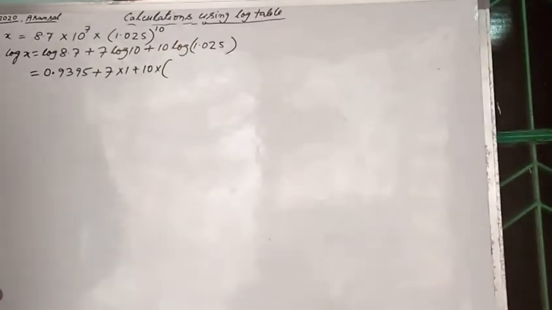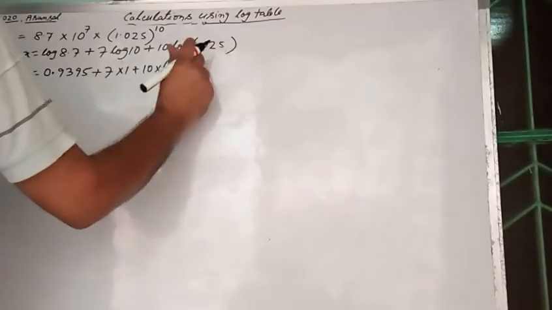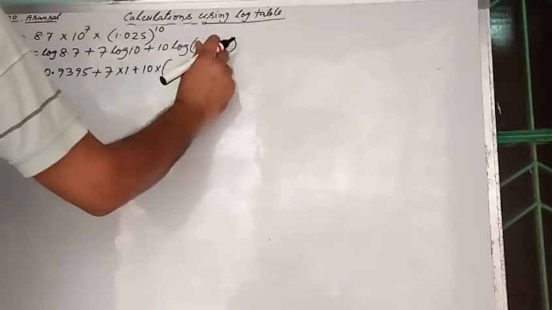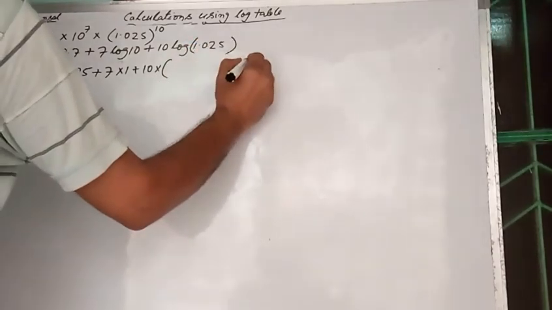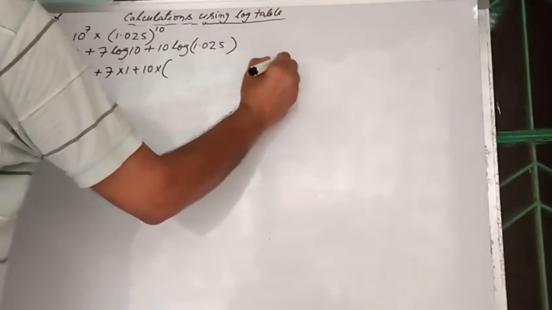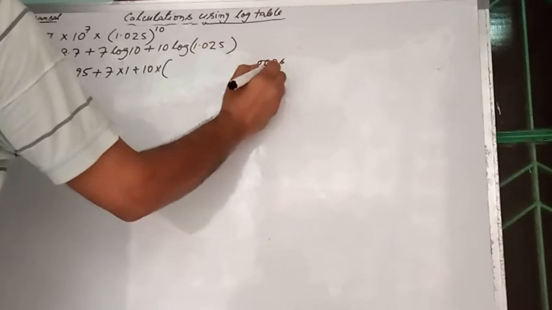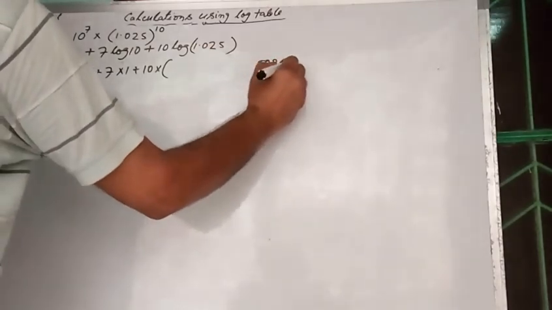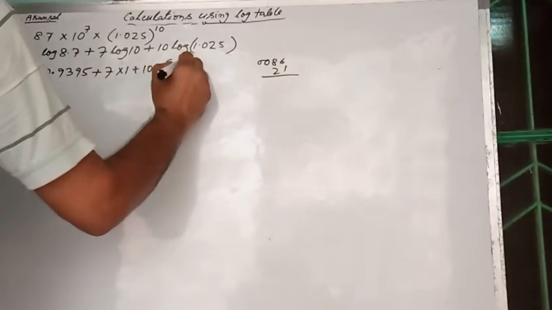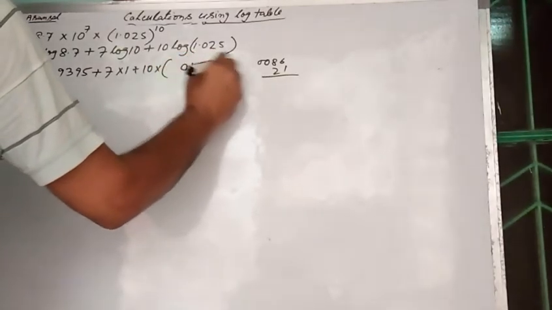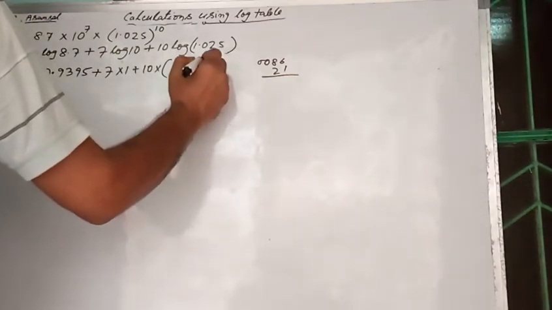The value of 1.025 we will see at first in the log table. We will look at 10 and 2, and mean difference 5. The value for 10 and 2 is 0086, and for the mean difference under 5, the value is 21. If we add these two, we will get 0107. This is the mantissa.